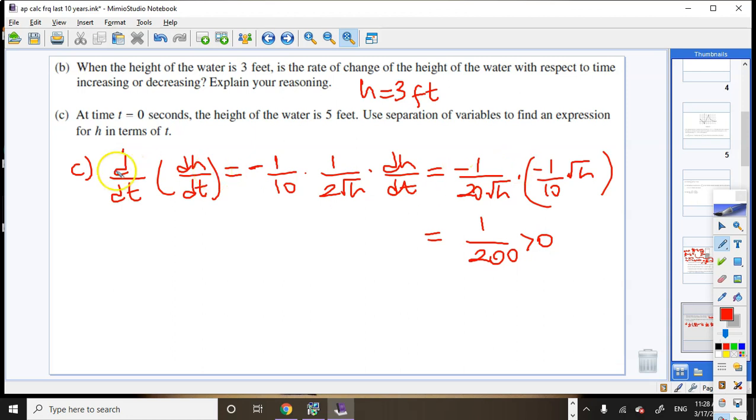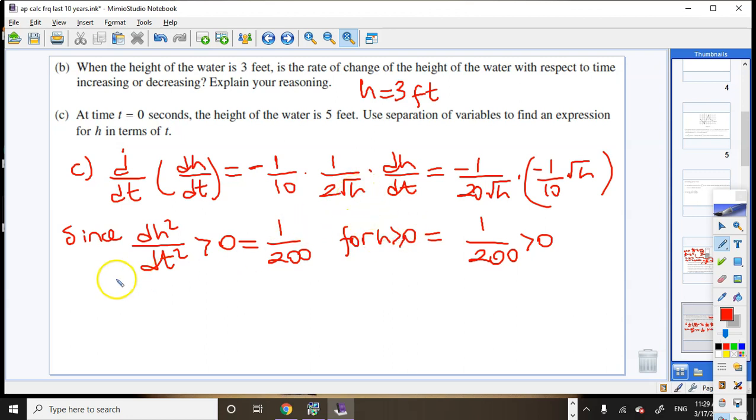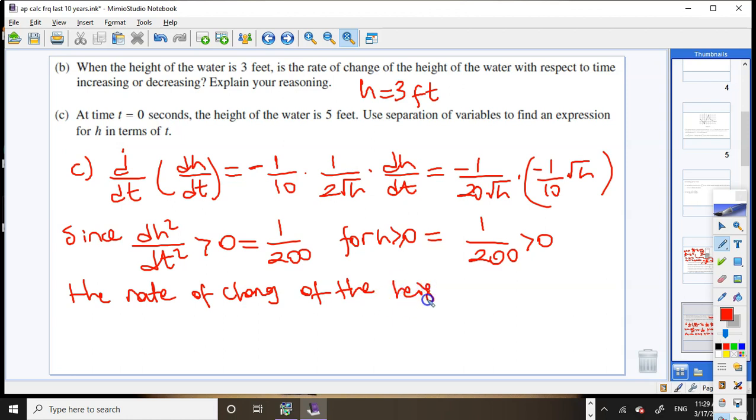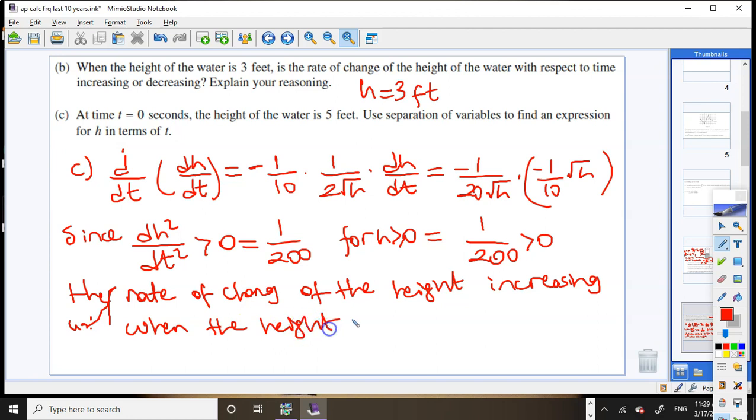Alright, so my reasoning: since dH squared over dt squared is bigger than 0, because it's equal to 1 over 200 for h bigger than or equal to 0, the rate of change of the height is increasing when the height is 3 feet. That's the answer.